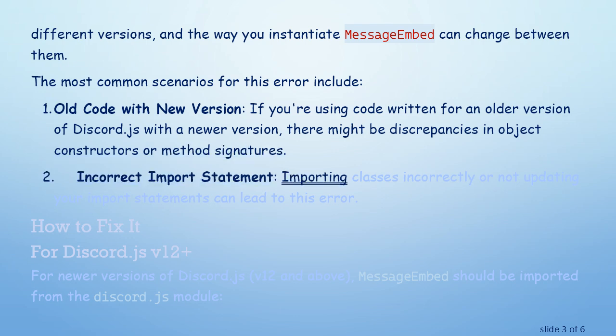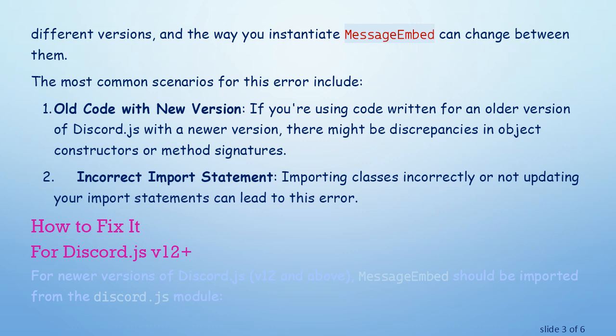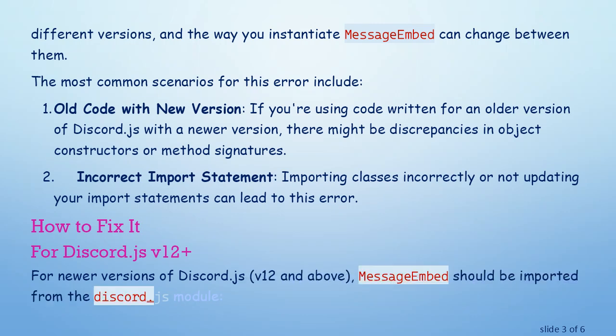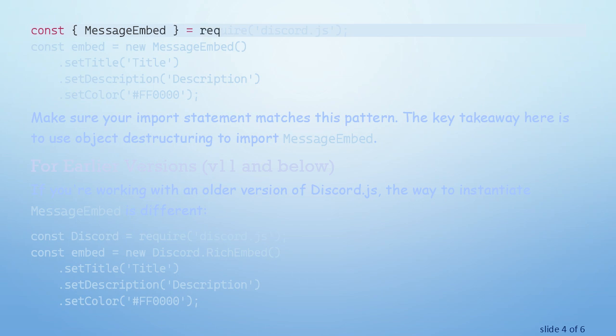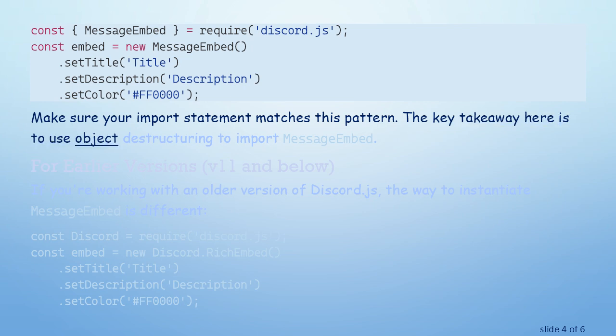Incorrect import statement. Importing classes incorrectly or not updating your import statements can lead to this error. How to fix it? For Discord.js v12 and above: for newer versions of Discord.js, MessageEmbed should be imported from the Discord.js module. Make sure your import statement matches this pattern. The key takeaway here is to use object destructuring to import MessageEmbed.